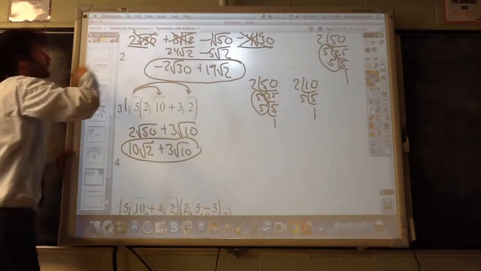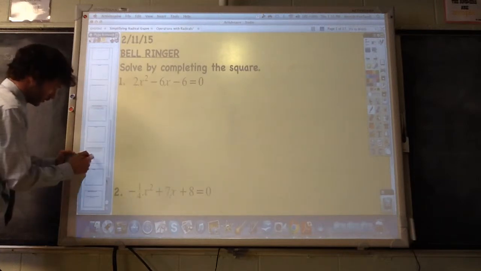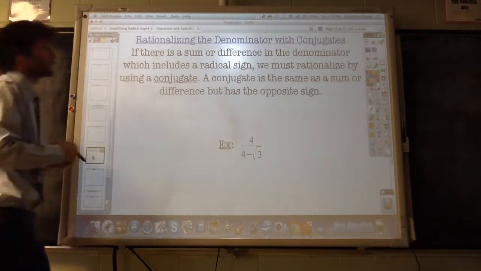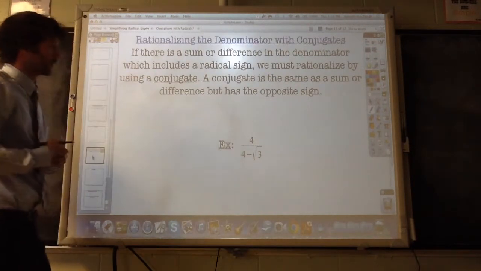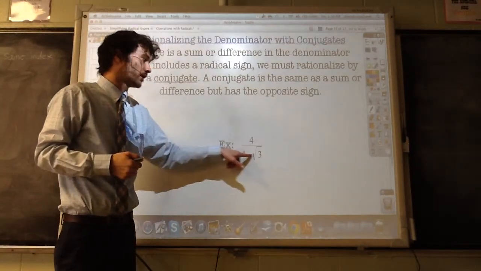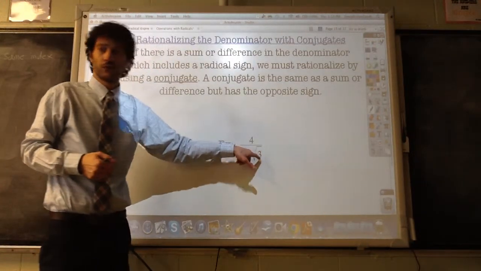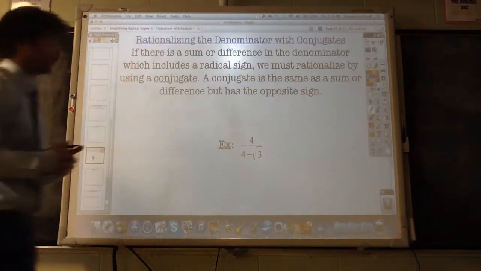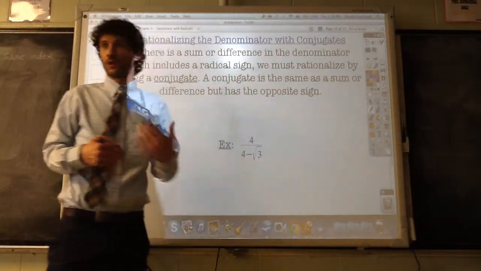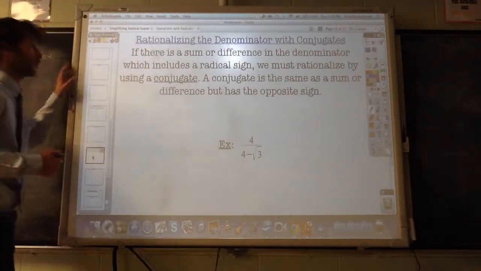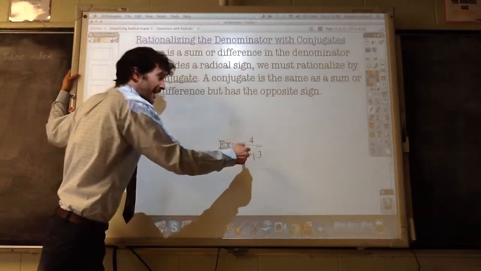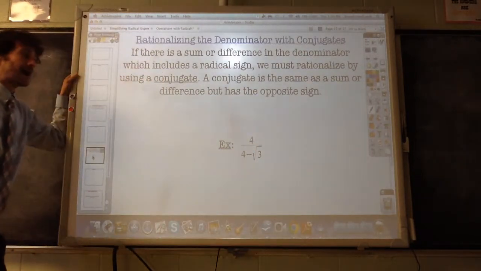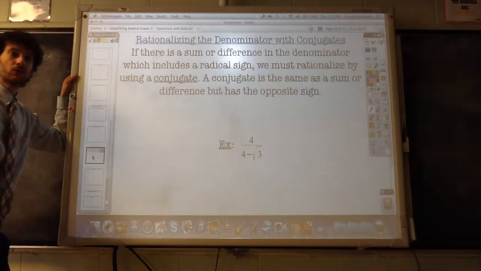All right. So conjugates. Here's conjugates. You know, we had the definition yesterday. Yes, sir. The conjugate of an expression like 4 minus the square root of 3 is the exact same expression except the sign is different. So 4 plus the square root of 3 would be the conjugate. In order to rationalize the denominator, if it has plus or minus in it like this does, I have to use the conjugate. I can't do what we would normally do.